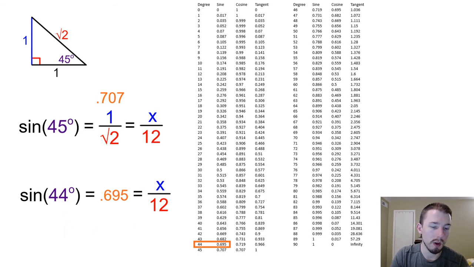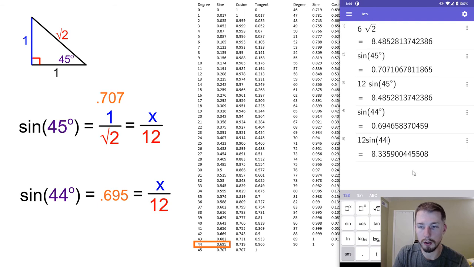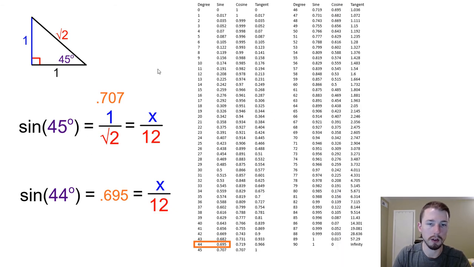Now all of these ratios are actually programmed into our calculator. So if we do sine of 44, so sine of 45 is the 7.07, sine of 44 is the 6.94. So these are all programmed into our calculator, so we don't actually have to use trig tables anymore as long as we have a scientific calculator.